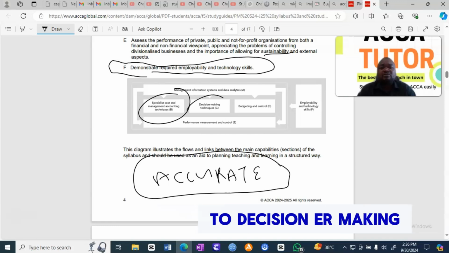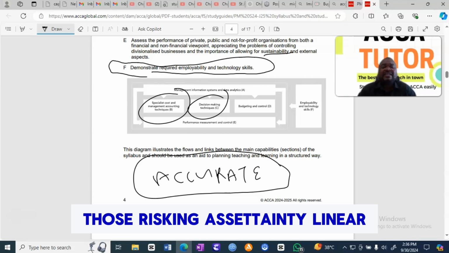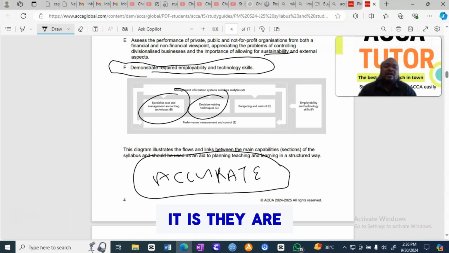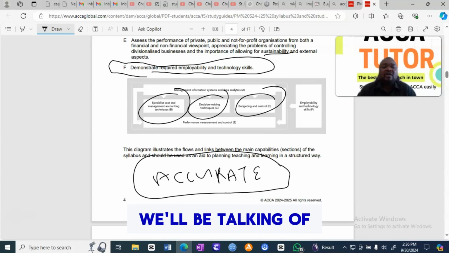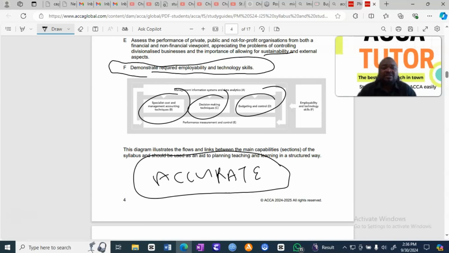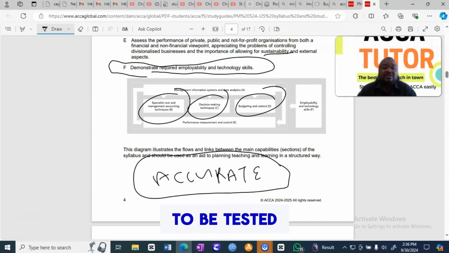Then when we come to decision making techniques, here we talk of relevant costing, we talk of risk and uncertainty, linear programming, etc. They are also issues to do with pricing decisions. They are also going to be considered. Then when we come here, we'll be talking of budgeting and control, standard costing, budgeting and budgetary control, fixed and flexible budgets, etc. They are also going to be tested.